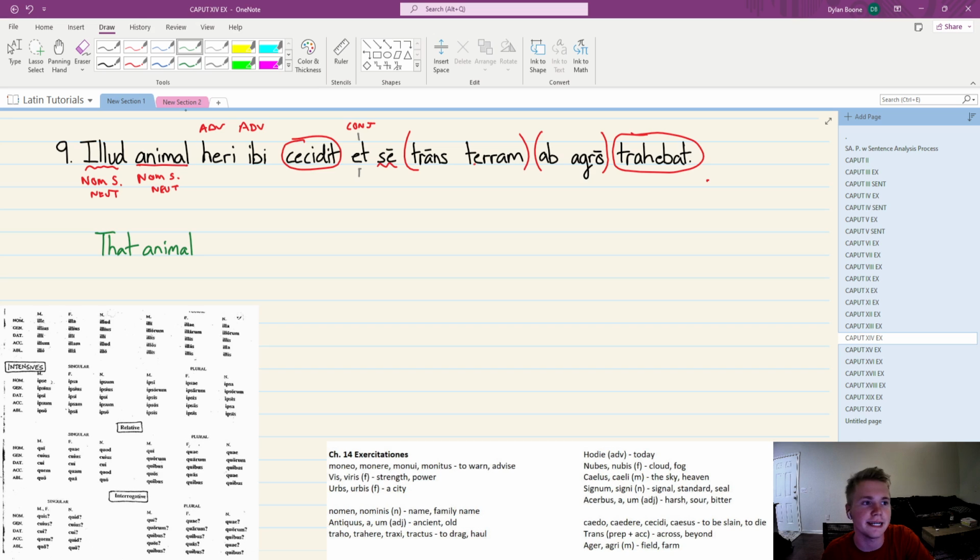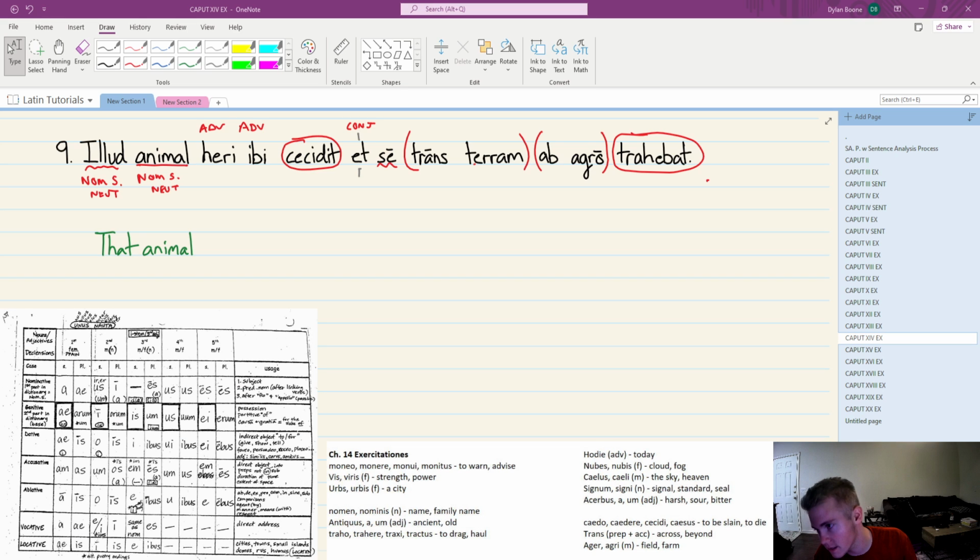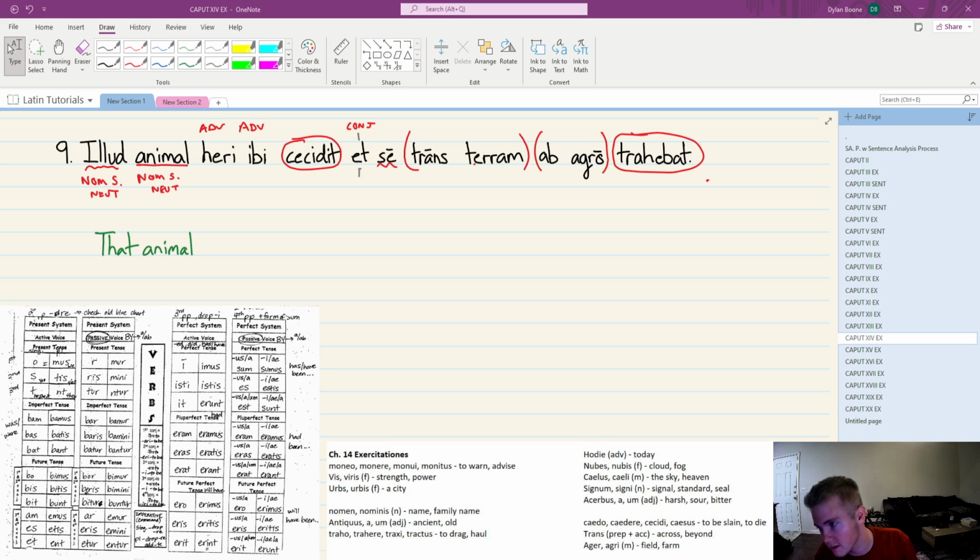And what did it do? It cecidit. So it comes from cado, cadere, cecidi, casus. So you can see we've taken the third part, dropped the i, added an it. So we are over in the perfect system, right? Perfect system, middle right. Drop the i, add the it from the third part. So I do have it as to be slain, to die. It also means to fall, like to physically fall down. But a lot of times when something fell down to the Romans, it didn't get back up. So you can see how they would get that confused.